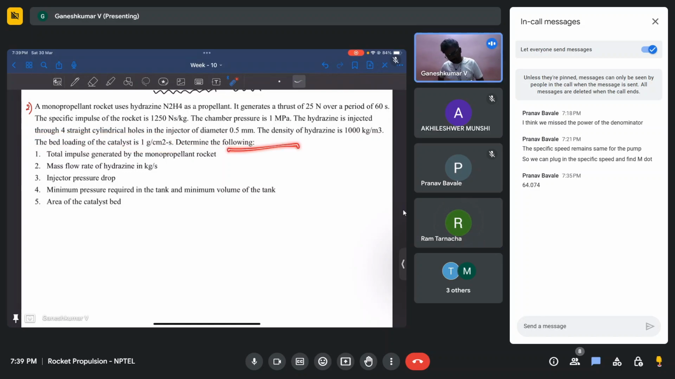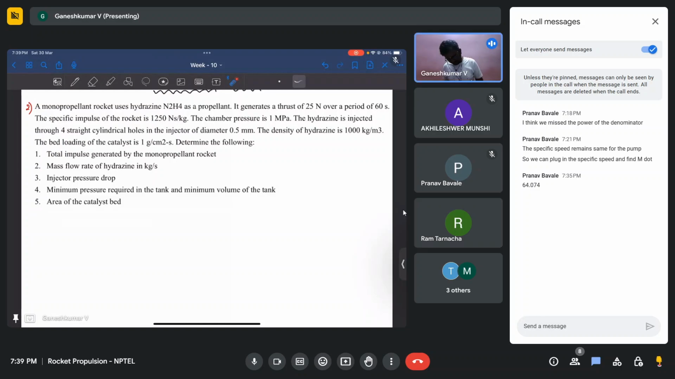We are asked to determine certain things: the total impulse generated, the mass flow rate of hydrazine, the injector pressure drop, the minimum pressure required in the tank, and the minimum volume of the tank. What is the amount of hydrazine you are going to take? And the area of the catalyst bed. So basically you are trying to design the monopropellant rocket for 25 newton thrust over a period of 60 seconds. Let me write down the given so that it is clear for everyone.